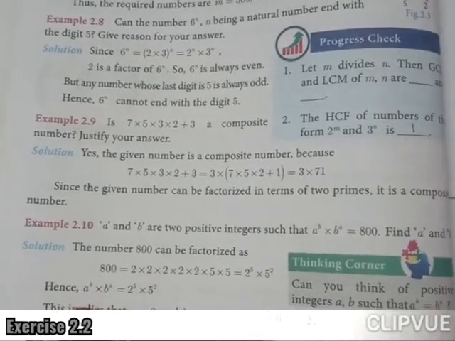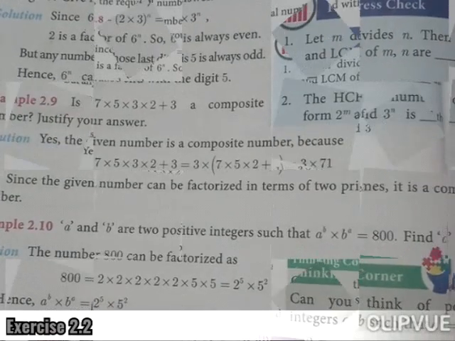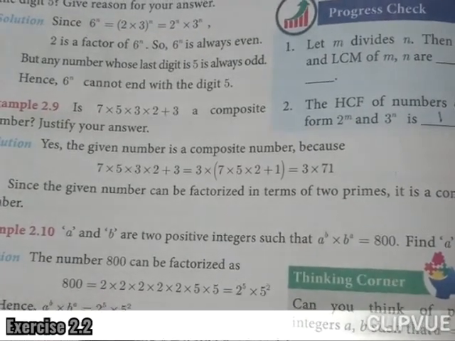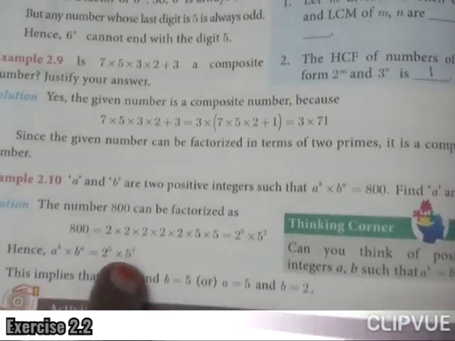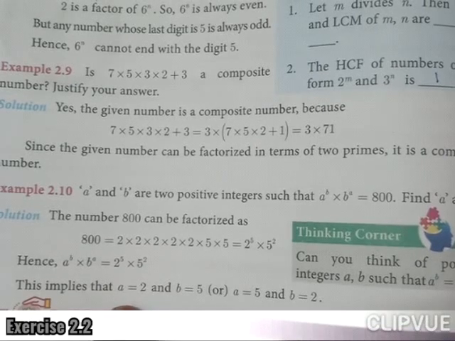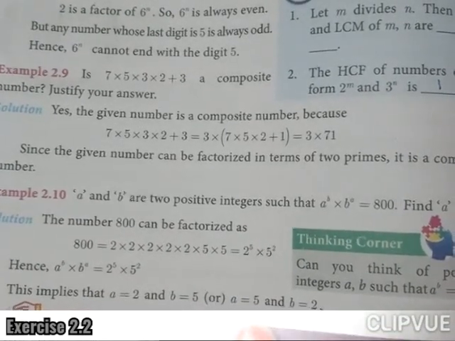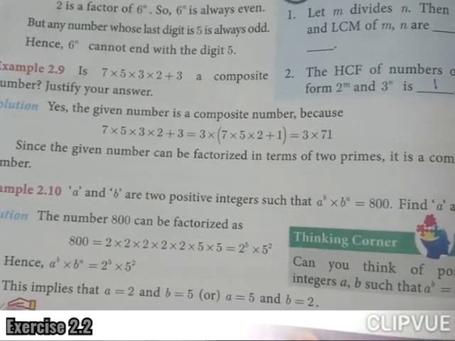Here a power b into b power a is equal to 2 power 5 into 5 power 2. This implies that the value of a is equal to 2 and b is equal to 5. Either this one, or if you take a equal to 5, then b is equal to 2.